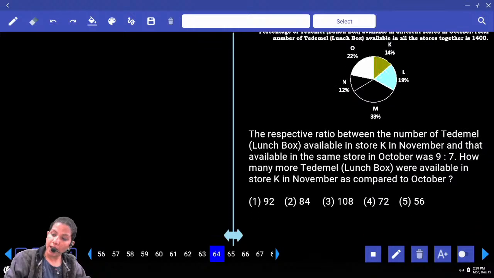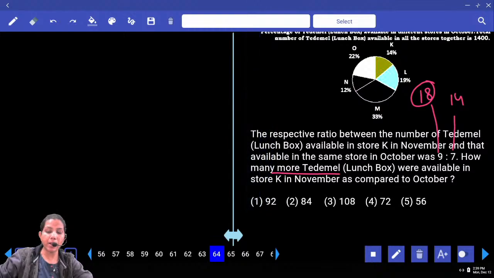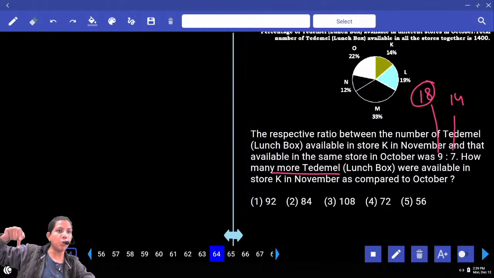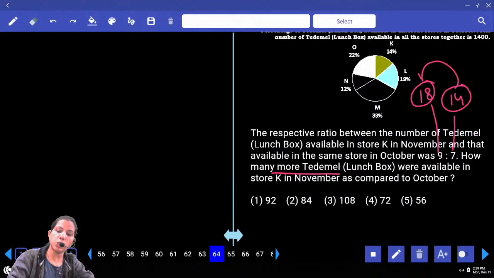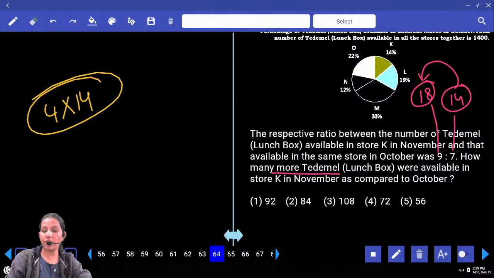K value, the respective ratio between the treadmill of store K, how much percentage? 14% value. K value is how much percent? 10. Then it is how much percent? 18. What is 1% value? 14 అని మనం ఇంతకు ముందు ఫైండ్ అవుట్ చేసాం. వాట్ ఈస్ క్వశ్చన్? హౌ మెనీ మోర్ treadmill compared to October? November is how much more? Compared to 14, 18 is how much more? 4 more. 4 more means it is 4% more. What is 1% value? 4 into 14 is equal to 56, fifth option.